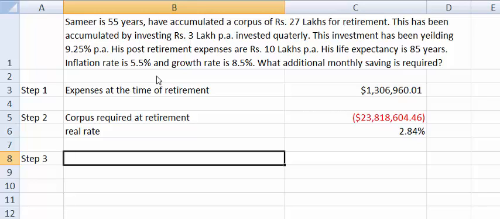And we need to do it separately in this case because the existing plan does not only consist of present value, it also consists of PMT. So if you look at it, there is an accumulated corpus of 27 lakhs and there are also investments of 3 lakhs per annum, which is invested quarterly, right? So what we need to understand is that this is also going to continue to be invested, and hence we will have corpus from existing plan.